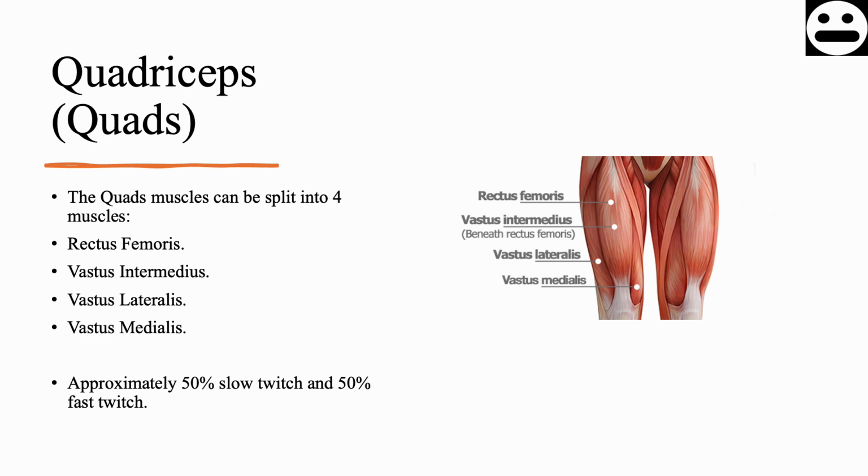Next we have quadriceps, or the quads, and the quads muscles can be split into four muscles: rectus femoris, vastus intermedius, vastus lateralis, and vastus medialis, and they are approximately 50% slow twitch and 50% fast twitch.